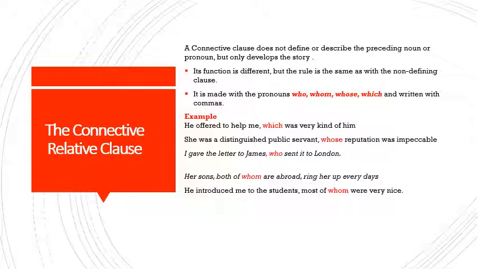The same can be said about the connective clause, which is just another type of non-defining relative clause. It should be noted here that a non-defining clause can add extra information to describe the noun or noun phrase, as in, say, my neighbor, who is very old, is a very nice person, or it can serve to develop the story, as per the example, he offered to help me, which was very kind of him. In this case, the clause is called connective because it adds information to the main clause.